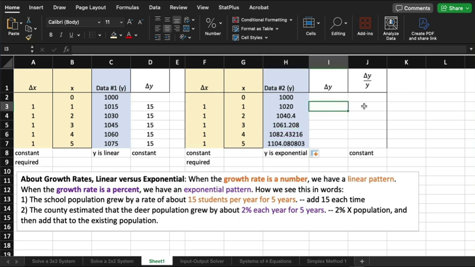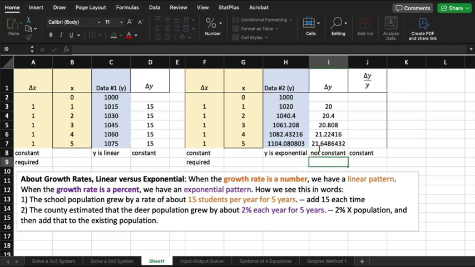But let's calculate our delta y's and then calculate delta y divided by y and see if we actually have an exponential model here. So the delta y's are equals, and then we're going to do H3 minus H2 here. So the current y value minus the previous y value, hit enter, and at least in that first year, the population went up by 20. But notice as we fill that number down, that is not constant. Delta y is not constant.